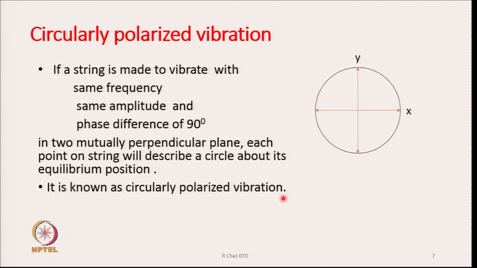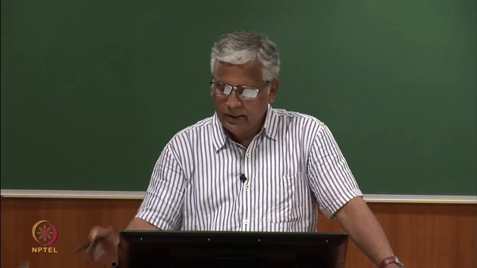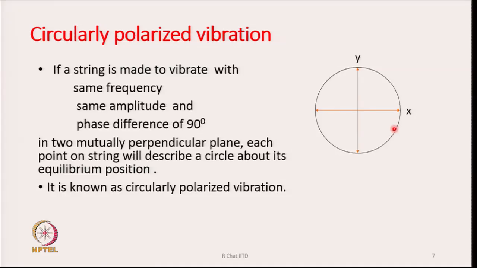You have to remember, if the string is made to vibrate in two mutually perpendicular planes, with the same frequency, same amplitude and a phase difference of 90 degrees, then any point on the string is going to follow a circle as shown in this diagram, and this is what is known as circularly polarized vibration. So, a particular element on the balloon is also following this kind of path.